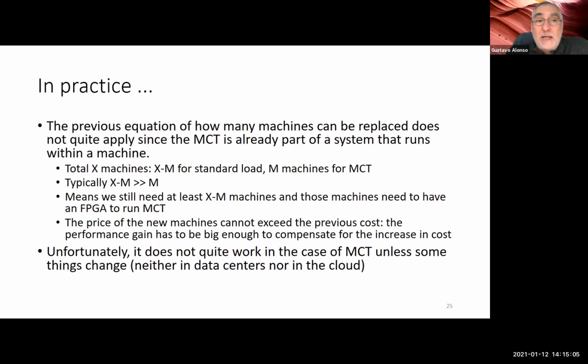So imagine that you had a total of X machines to run your system, and then given the workload, you need X minus M for the standard load that has nothing to do with the MCT, and then you need M machines for the MCT, okay? And typically, the machines that you need for the rest of the load is bigger than the machines that you need for MCT. And what we're doing now is we are saying, instead of running on a normal computer, put an FPGA on those computers and then run the MCT on the FPGA.